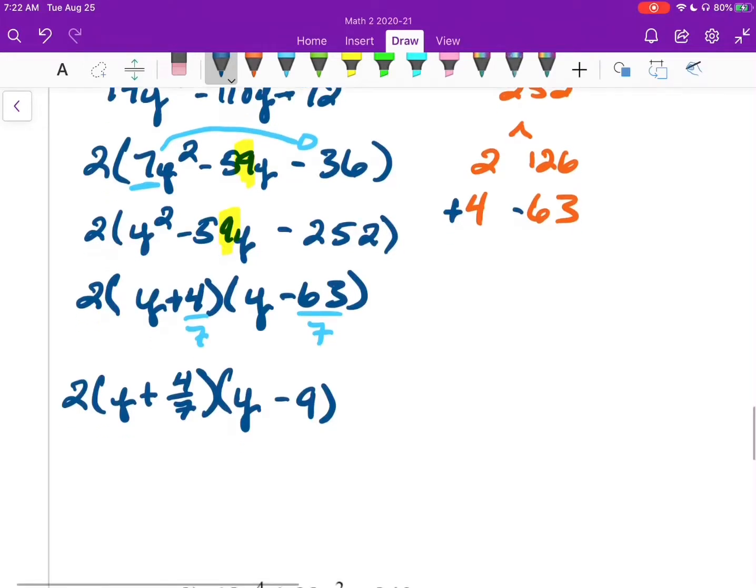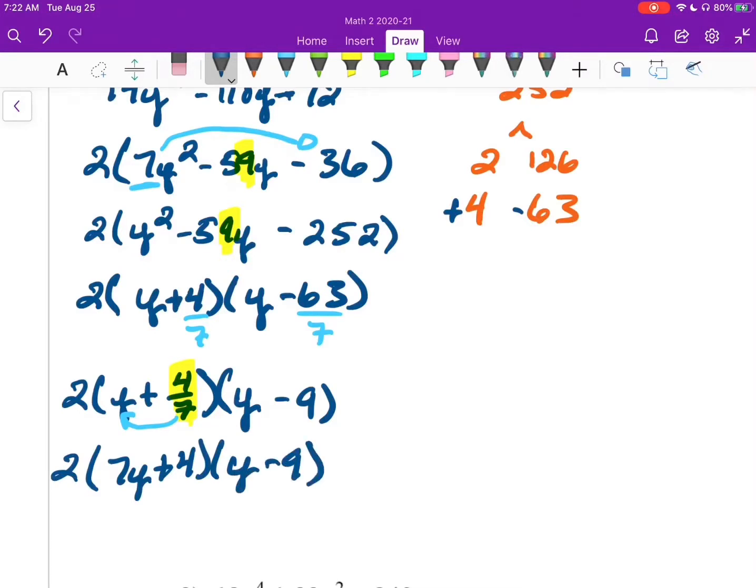Now, we don't like having this fraction here. So if you do the slide and divide and you end up having a fraction there, put that 7, or the denominator, in front of your variable. So you're going to have 2, 7y plus 4, y minus 9. All right, we're done with the slide and divide stuff.